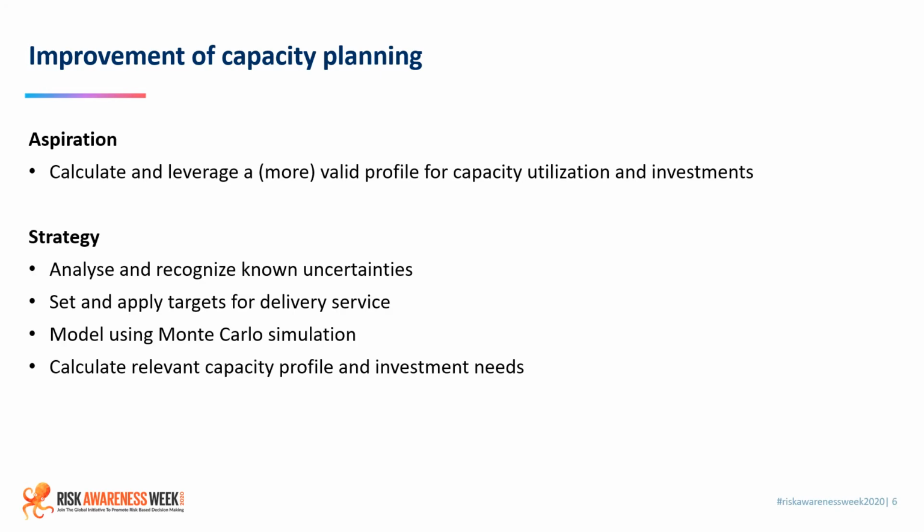The strategy that we will apply is that we will analyze and recognize all the uncertainties that are there, the uncertainty on the demand, the uncertainty on key figures, the uncertainty of capacity, and apply that. We will also apply a targeted delivery service. If we wish to be 90% certain, it doesn't matter that we have a 67% utilization.